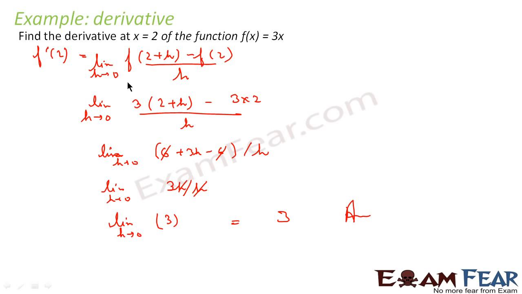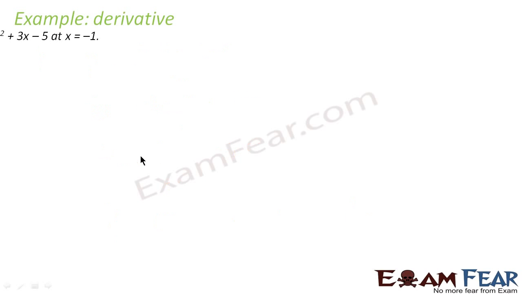Very simple. What we have done: we were supposed to find the derivative of this function f(x) at x equal to 2. That is, we were supposed to find f dash of 2. F dash of 2 is nothing but limit of f of 2 plus h minus f of 2 by h. This formula we had, and we have just solved this to get the value 3. We'll take one more example.